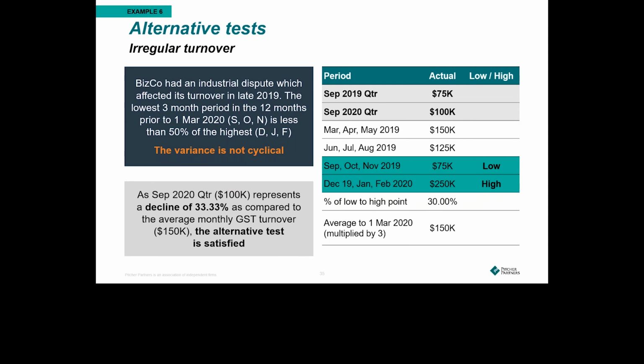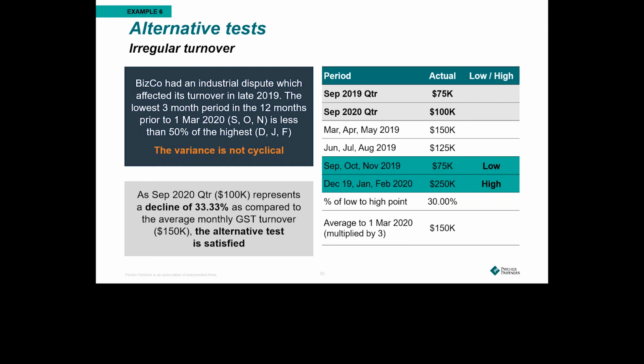And we'll just run through a couple of examples of this. So here we have BizCo. We fail the basic test, because there's no decline at all. We've actually grown in 2020 compared to 2019.